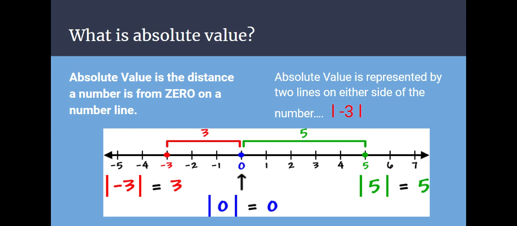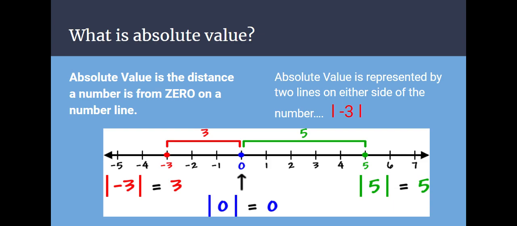So if we look at the number line down below, we see that -3 is 3 units away from 0, or +5 is 5 units away from 0. So that's what absolute value is. We're just looking at the distance a number is from 0.